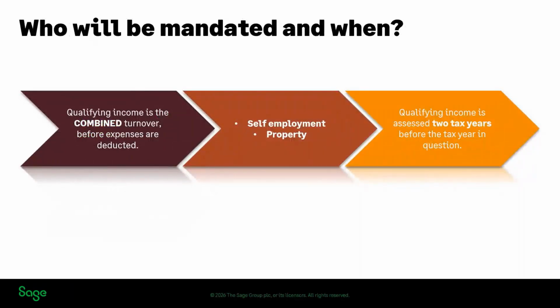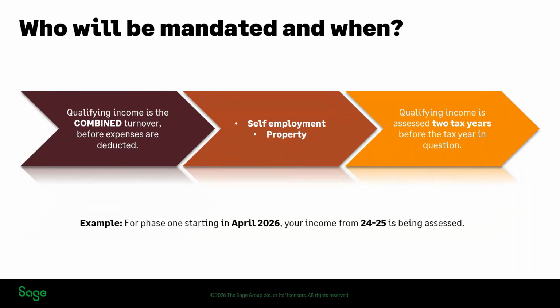So just to recap, who and when: it is the combined turnover before expenses. It is self-employment and property, UK and foreign, and your qualifying income is assessed 2 tax years before the tax year in question. So if you qualify for phase one in April 2026, it is your income based on the tax year 24-25 that is being assessed as to whether your income qualifies for MTD.